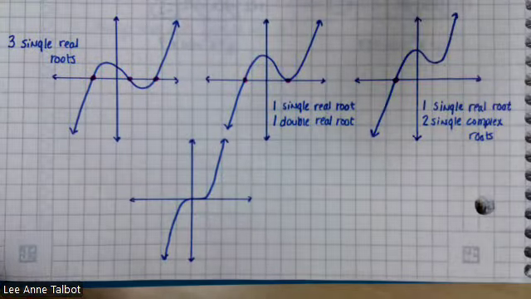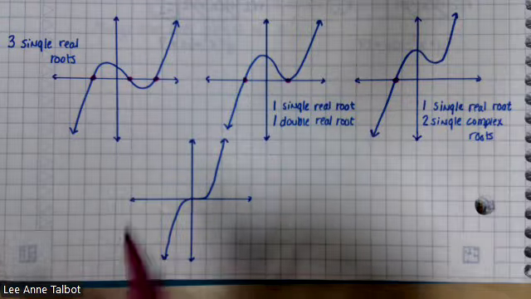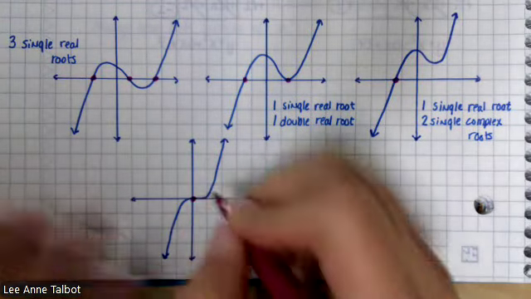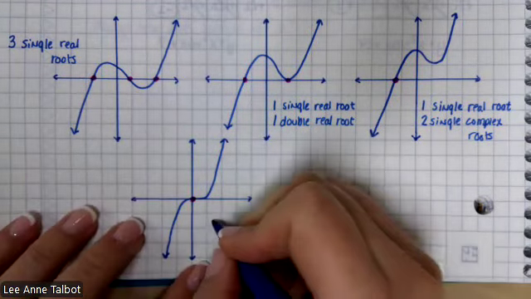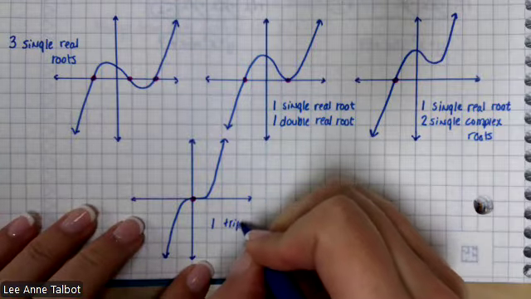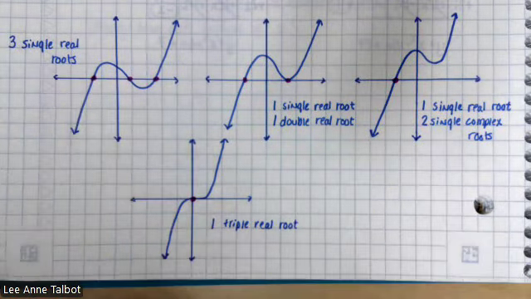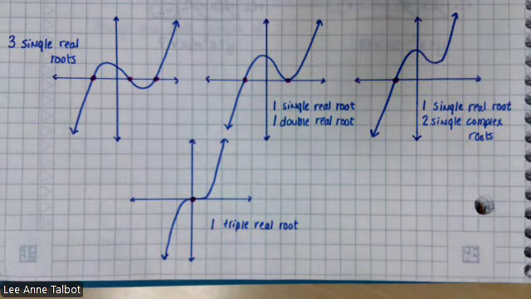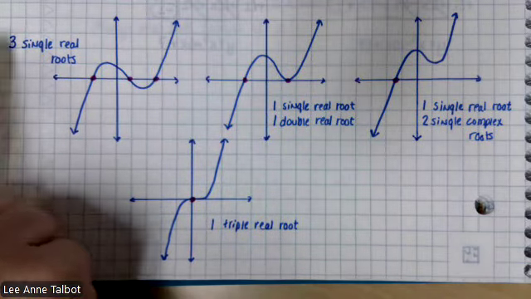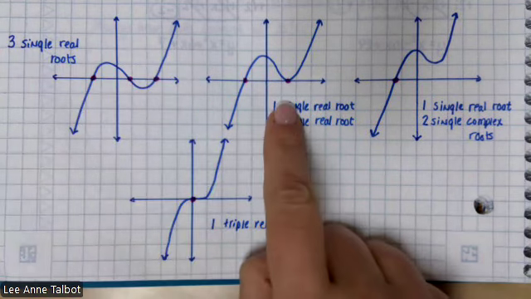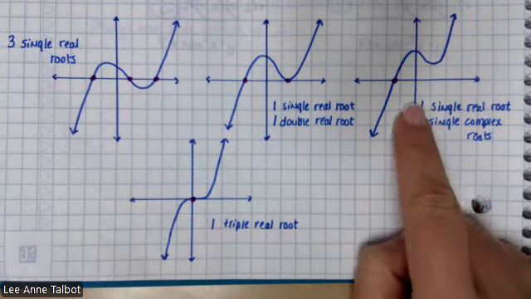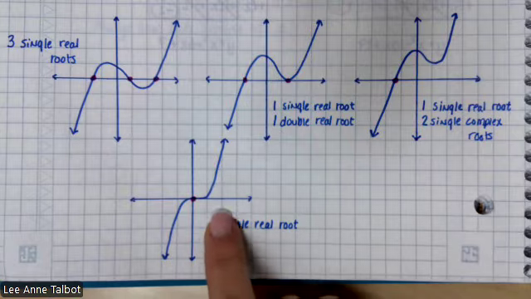Okay, last one. What is this thing? Triple, okay. Triple real. So 1, 2, 3. 1, 2, 3. 1, 2, 3. 1, 2, 3.